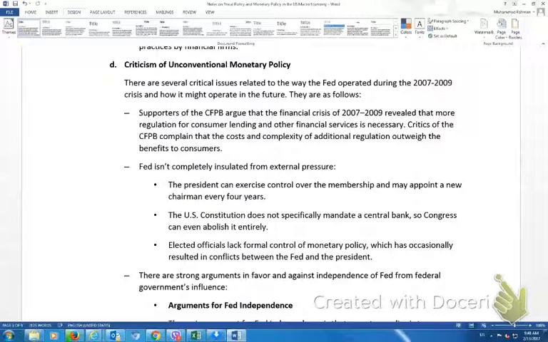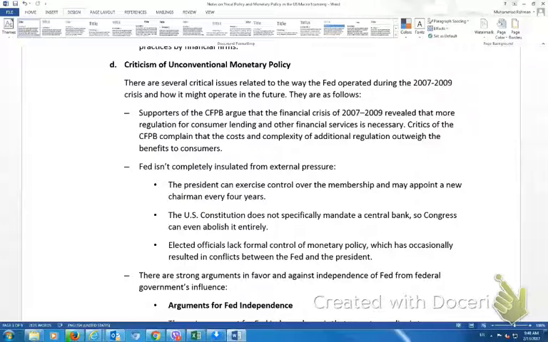The U.S. Constitution does not specifically mandate a central bank. That's something that was unknown even to me. So the Congress basically can abolish the Fed anytime if they have sufficient support.